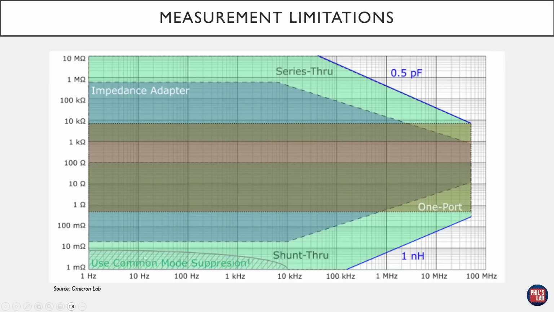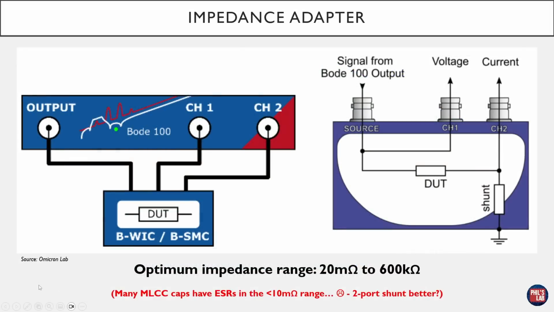With a shunt-through measurement, we can measure far lower impedances, but maybe not very high impedances. And the impedance adapter, which is this bluish area, covers quite a large cross-section, but only up to about 1 megaohm and only down to about 10 milliohms. And that, of course, changes with frequency as well. So again, these measurement limitations are what we really have to be aware of. We'll see this impedance adapter later on as well.